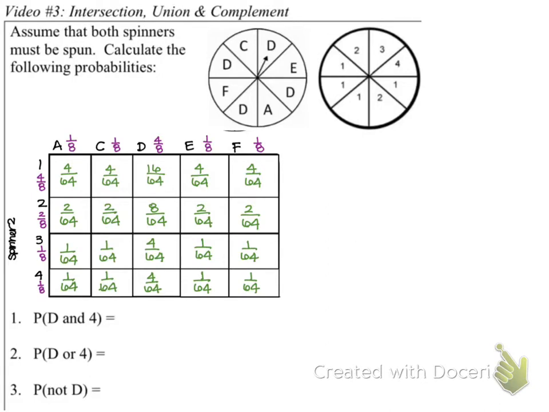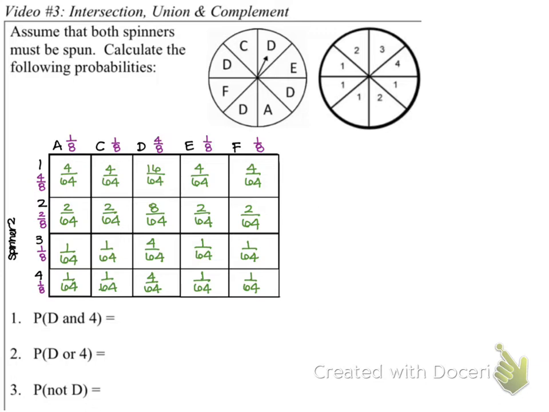In calculating probabilities for intersection, union, and complement, I've got a couple of examples here. We're going to assume that both spinners must be spun, and we're going to calculate the following probabilities. So I went ahead and created the model for us to be able to hopefully extract some of the probabilities from this. So let's take a look at the questions down at the bottom.